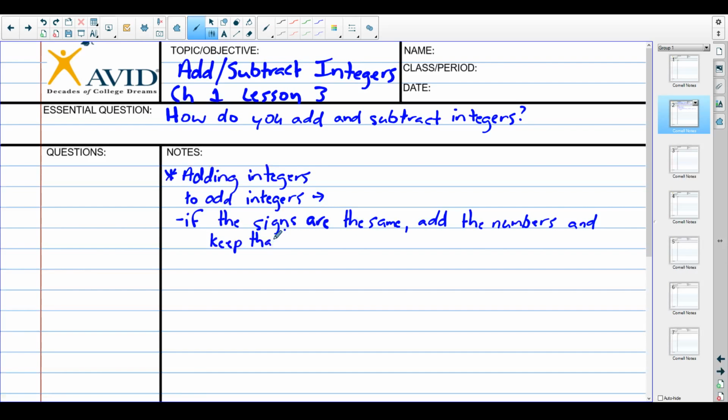So two positive numbers added together will always be positive. Two negative numbers added together will always be negative. Okay, that's the easy one. This is where it gets more difficult.